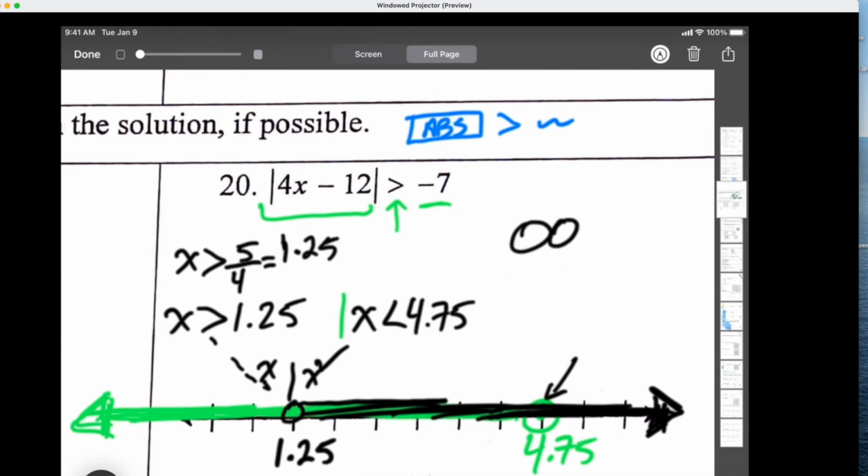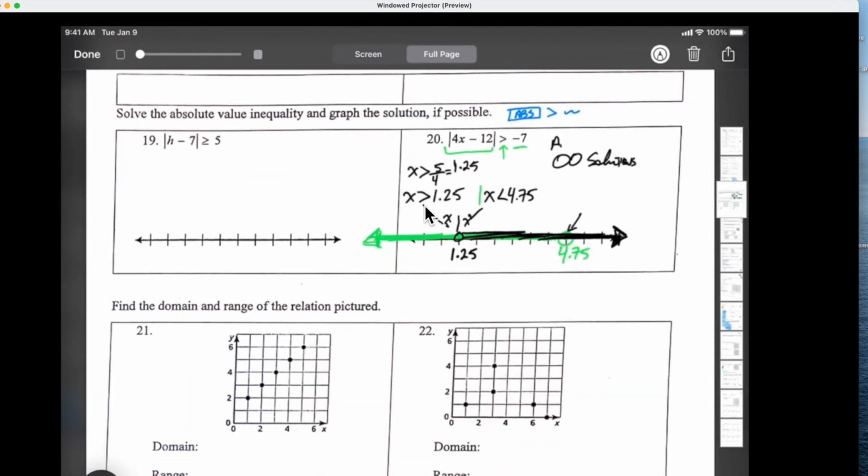And again, we predicted that from the beginning because we knew that anything that emerged from here has got to be greater than a negative number. So if you're on your test and you see absolute value greater than a negative number, immediately it's infinite solutions. Okay, let's end here.